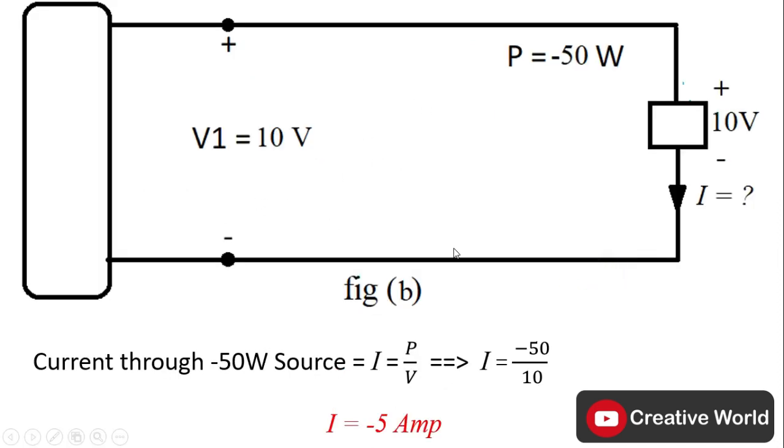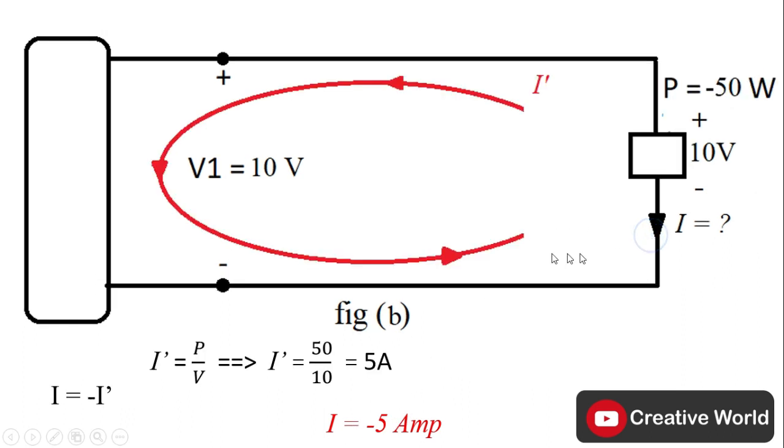Let's discuss the other figure. In this figure the voltages on both sides are given. Power is given as minus 50 watt. We need to calculate the current. The simplest way to solve this question is simply to put in the power formula, I equal to P divided by V, and we can simply calculate the current. Power is given as minus 50 watt divided by 10 volt, we will be getting minus 5 ampere.